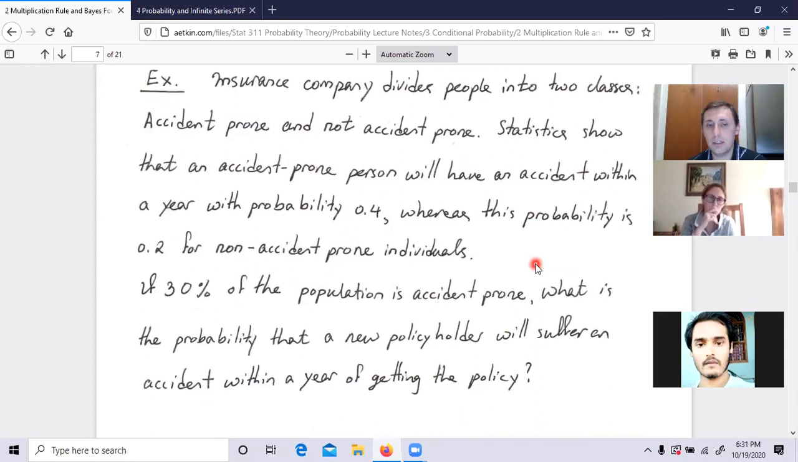Is the question clear, guys? So you see, probability is modified based on two possibilities: either you're accident prone or you're not accident prone. And then the question is, what's the probability that you will have an accident? Clearly it's higher if it's an accident prone person, and it's lower if it's not an accident prone person, right? So then you have to kind of reconcile between those populations.